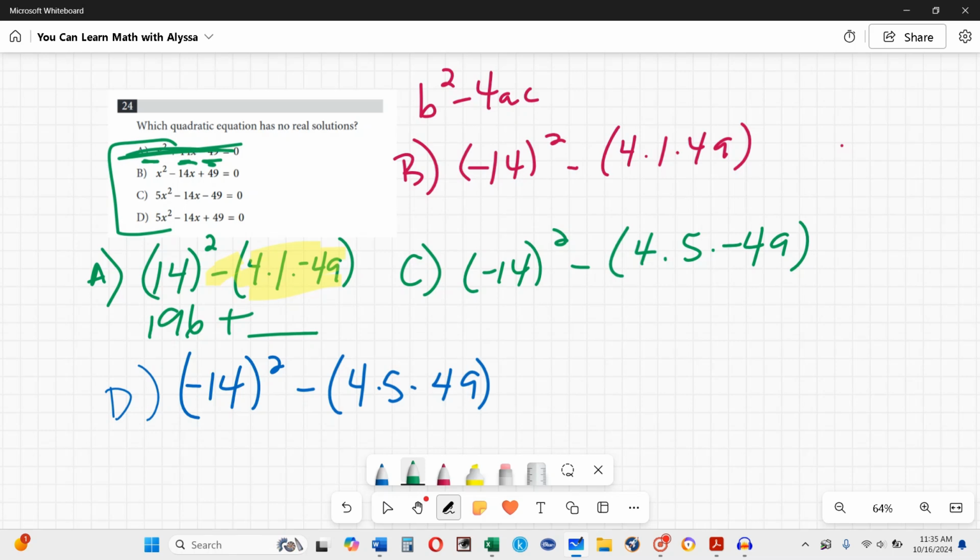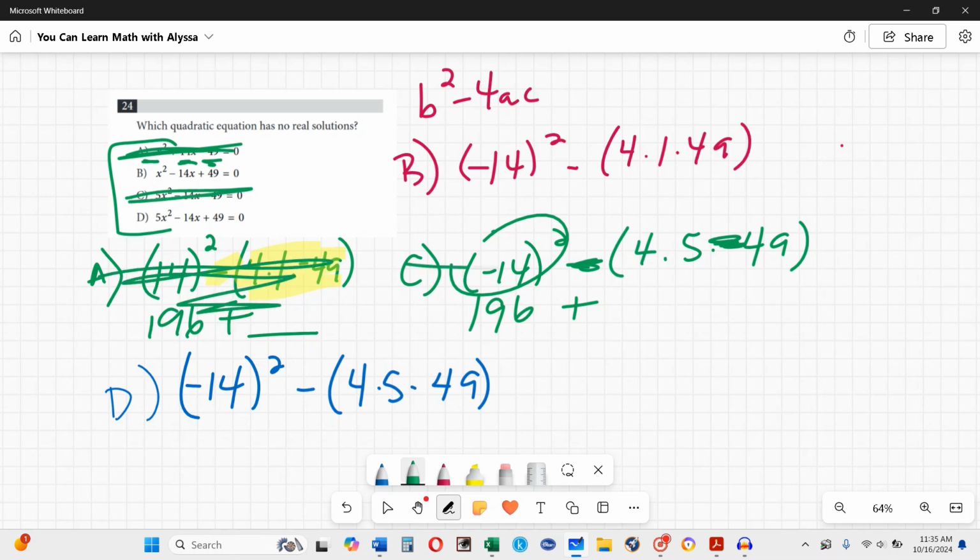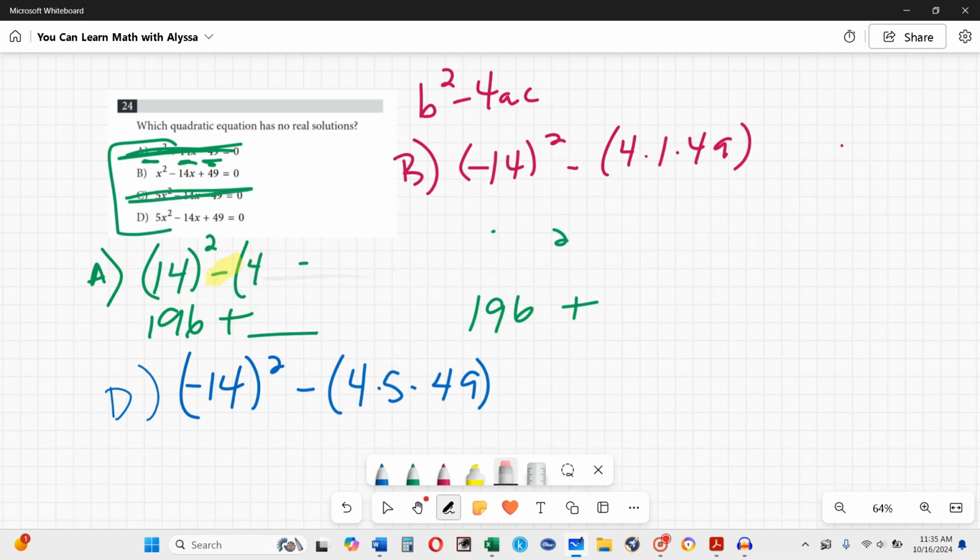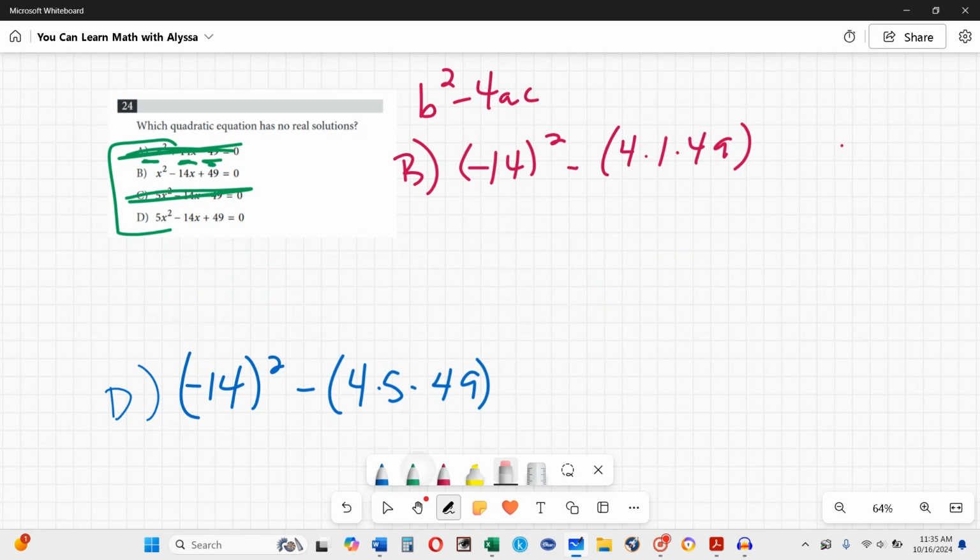When I look over here at C, I see the same thing. I see this negative 14 squared. That's going to be another positive 196. And I've got a negative, and I'm subtracting this negative. That's going to be adding another positive number. I don't have to do that math. C is out too. So A is out, and C is out. Actually, just erase them. Get them out of there. Okay, so now I just have B and D left.